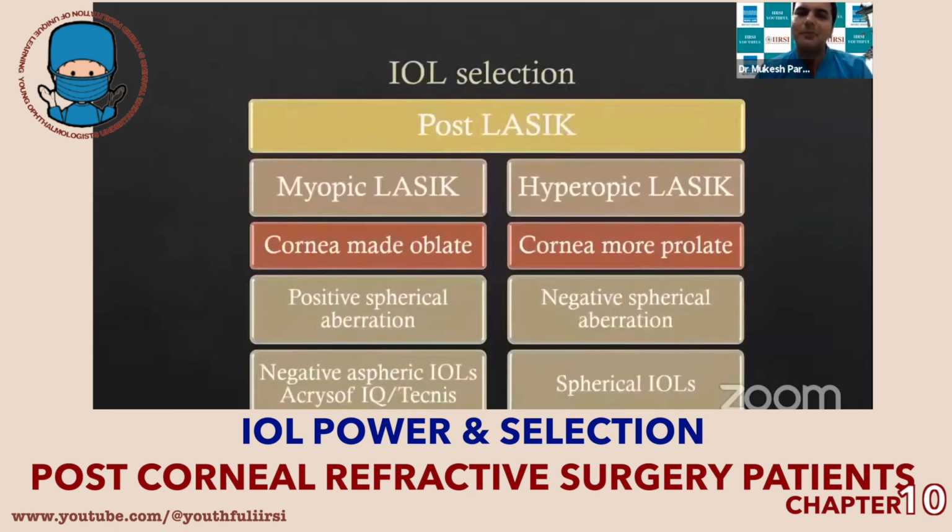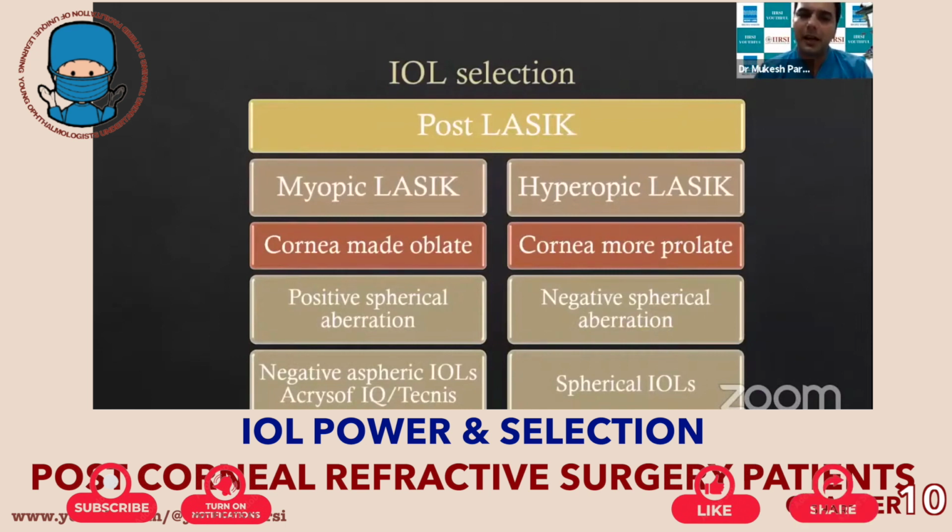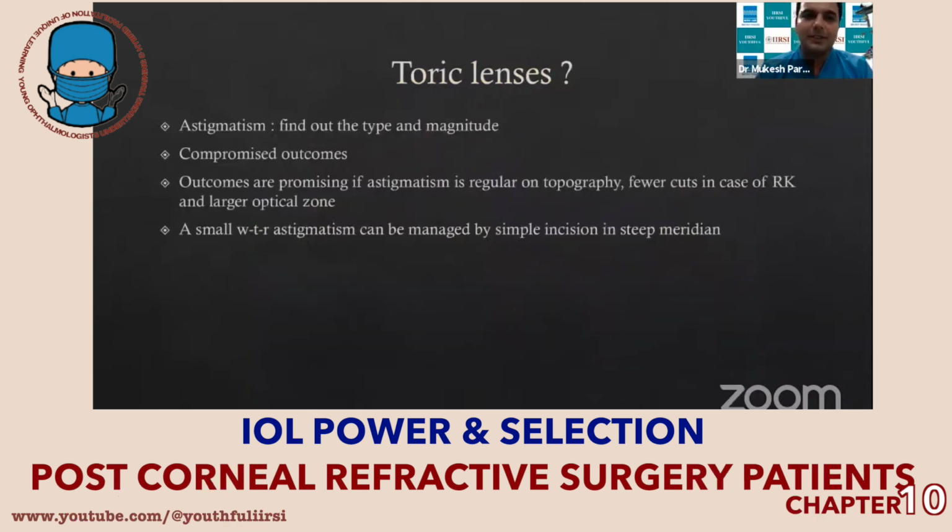So this particular slide tells us what IOL selection I should go for if I have a patient who has undergone a myopic LASIK as compared to someone who has undergone a hyperopic LASIK. Now, toric lenses, yes, you have to understand the type and magnitude. If you are planning a toric lens in a post-LASIK patient, a topography is a must without any other doubt. Outcomes are more compromised in RK patients who have larger cuts and a smaller optical zone. But if you have fewer cuts in case of RK and the optical zone is fairly large, then perhaps you can still go ahead with toric lenses.